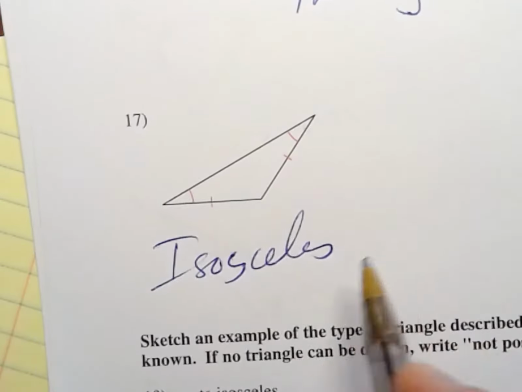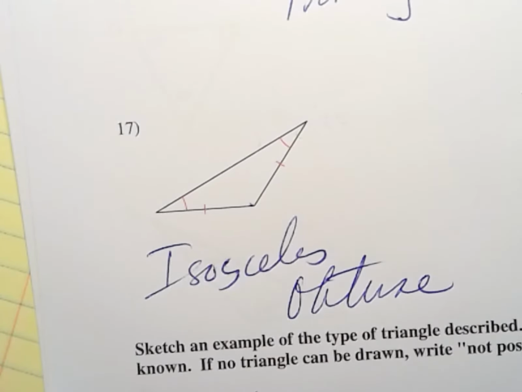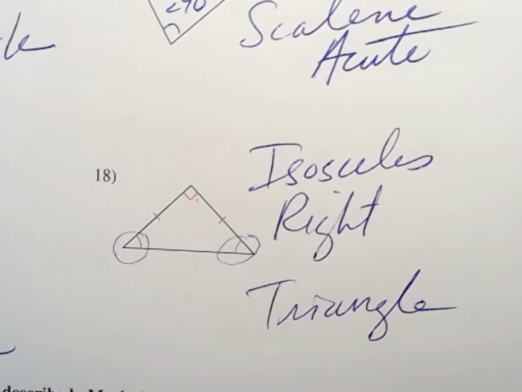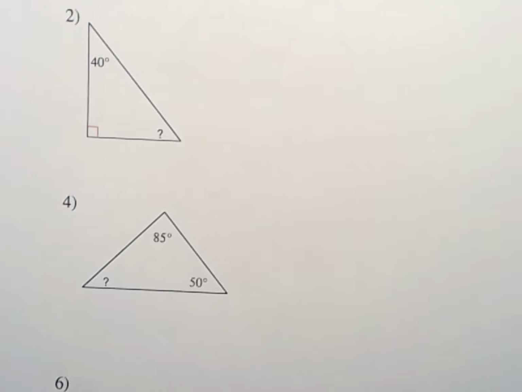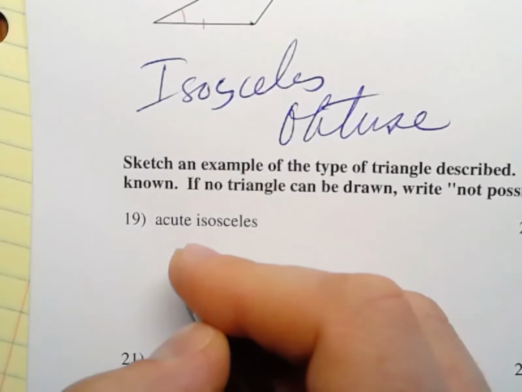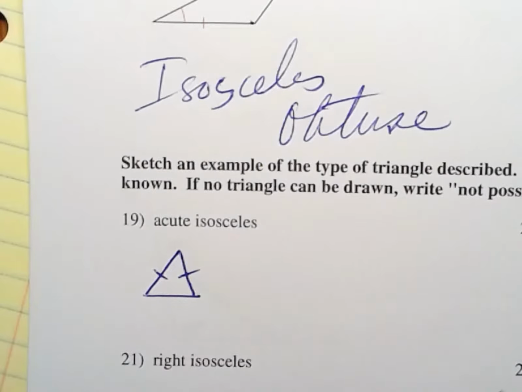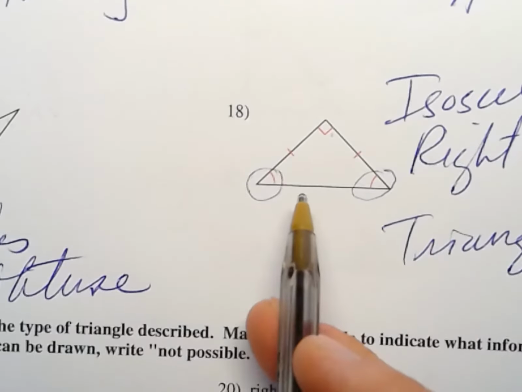This is obviously scalene obtuse, that's way bigger than 90. Scalene obtuse. And then this is isosceles right. Let's look at some of these. Acute isosceles, we've already seen what this would look like, something like this, where those two are the same, and all the angles are less than 90. Right isosceles we saw up here, it's right and isosceles.